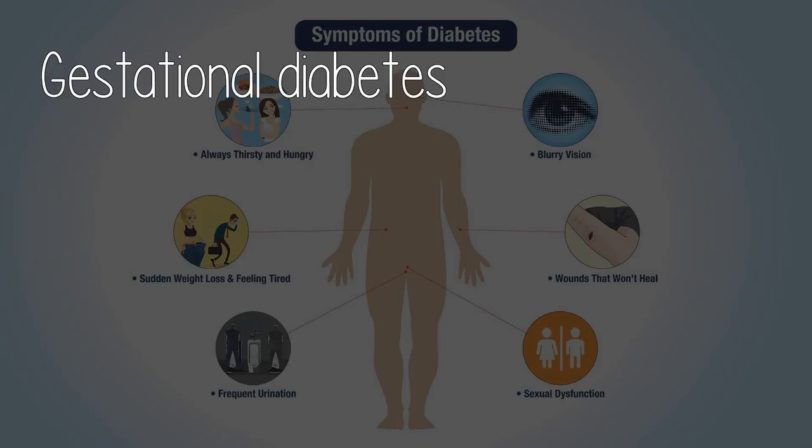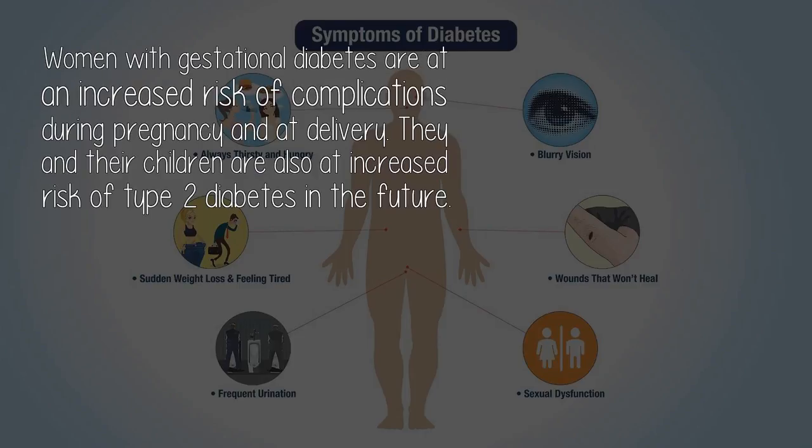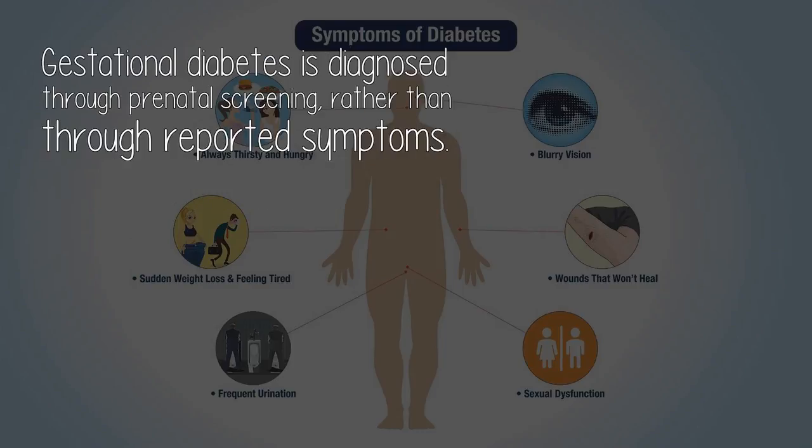Until recently, this type of diabetes was seen only in adults, but it is now also occurring increasingly frequently in children. Gestational diabetes is hyperglycemia with blood glucose values above normal but below those diagnostic of diabetes, occurring during pregnancy. Women with gestational diabetes are at an increased risk of complications during pregnancy and at delivery. They and their children are also at increased risk of type 2 diabetes in the future. Gestational diabetes is diagnosed through prenatal screening, rather than through reported symptoms.